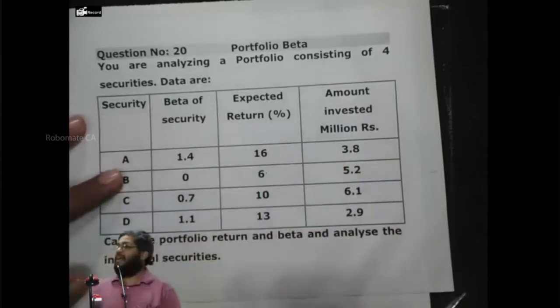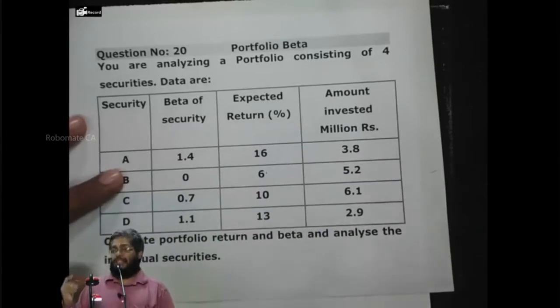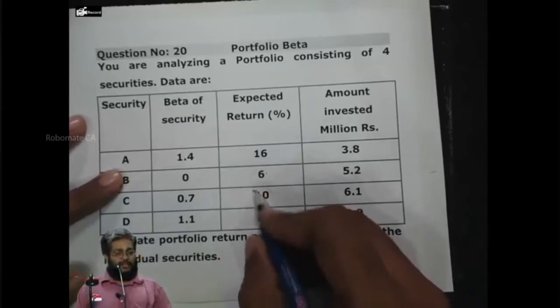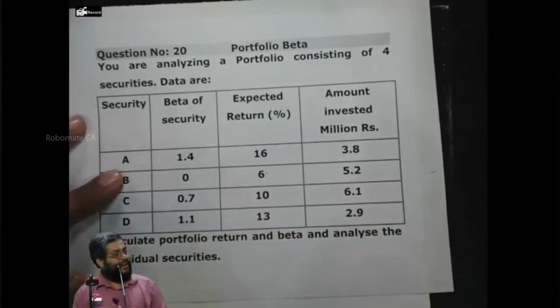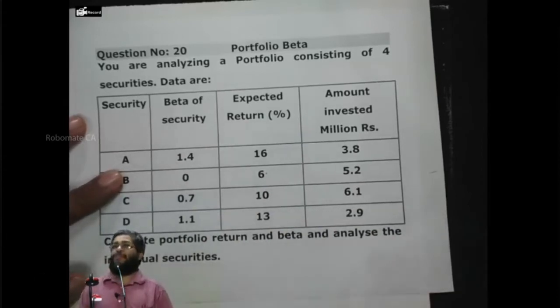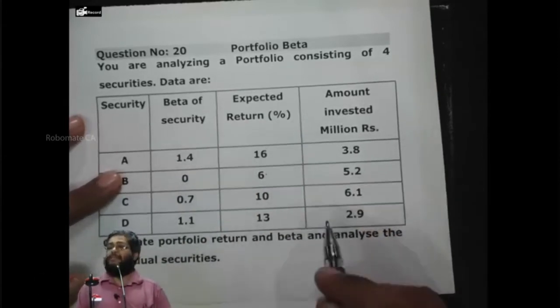Yes or no? If beta is 0, the risk premium is 0. Then the entire return should be the risk-free return. So we can assume the RF to be 6% because it has a beta of 0. Accepted or not? Now, in this problem, before I proceed to the solution, tell me what is RM?